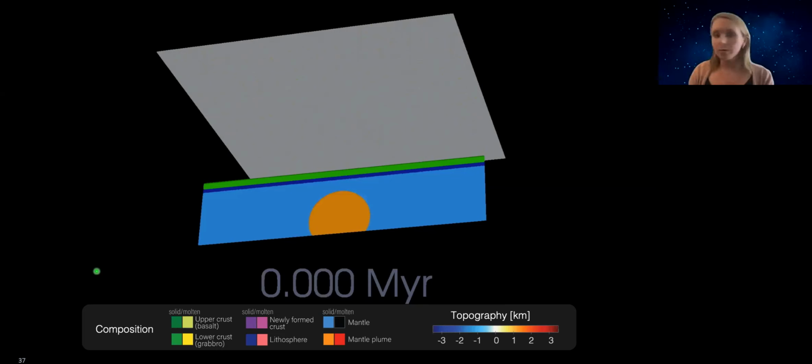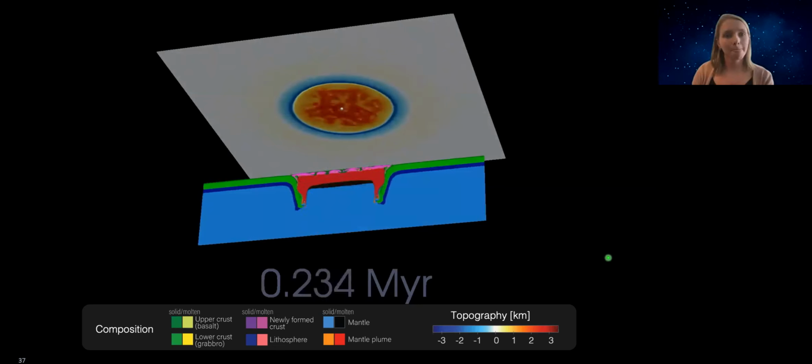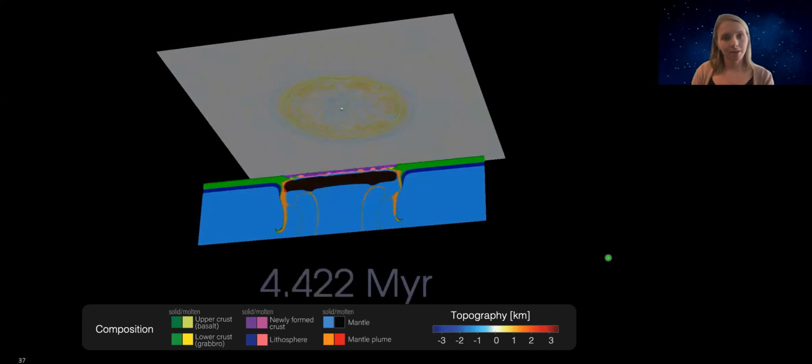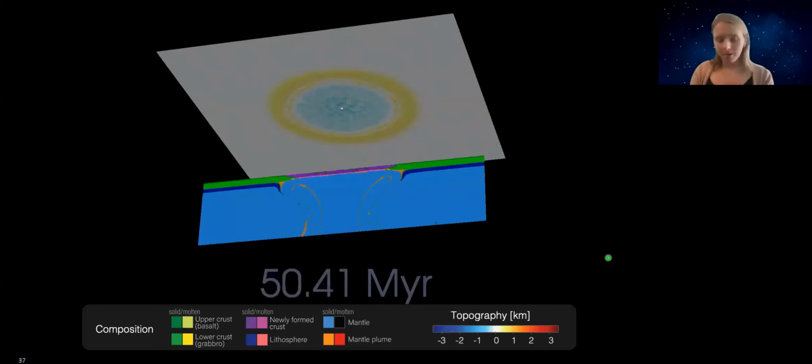So I will, if I can, run the video. I will start now, so have a look at the compositional field. All right, and then I will replay the video, and I will encourage you to have a look at the surface field in terms of topography.